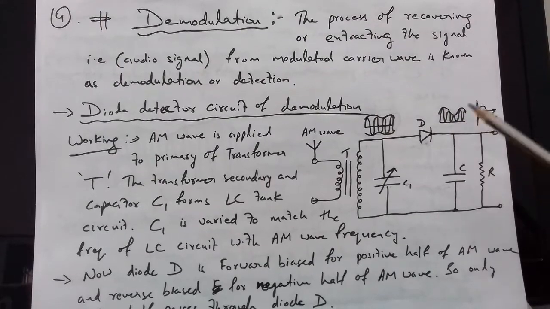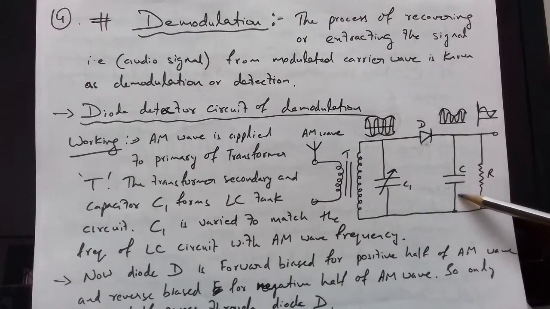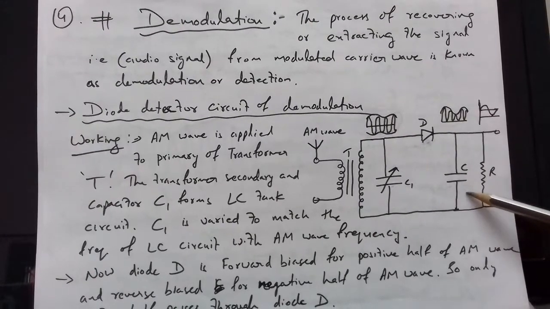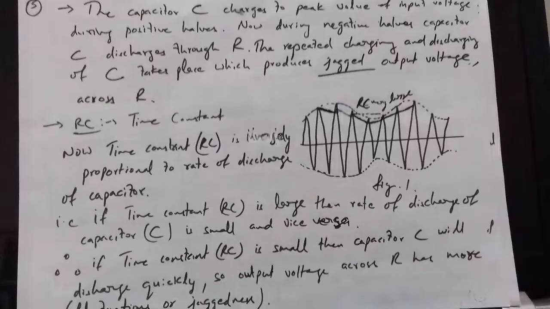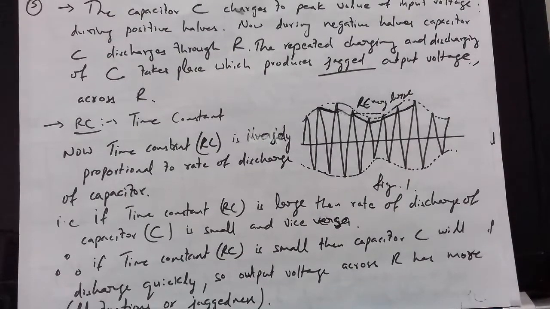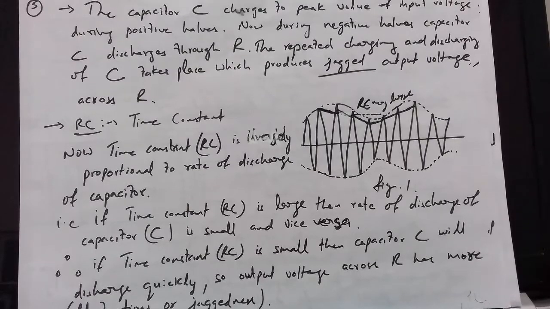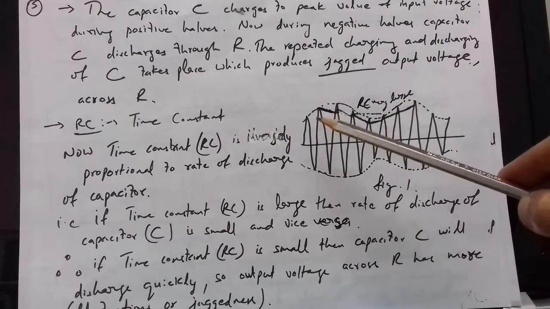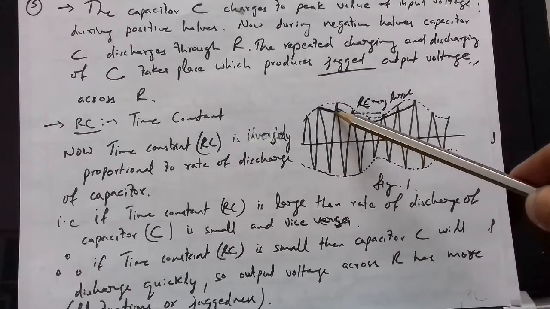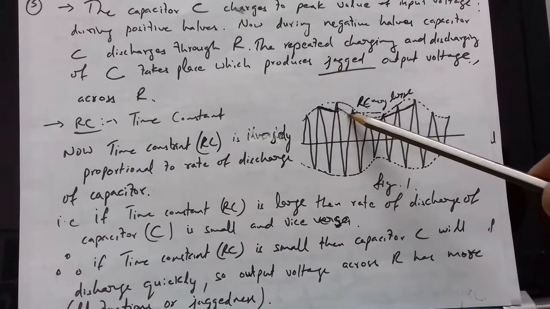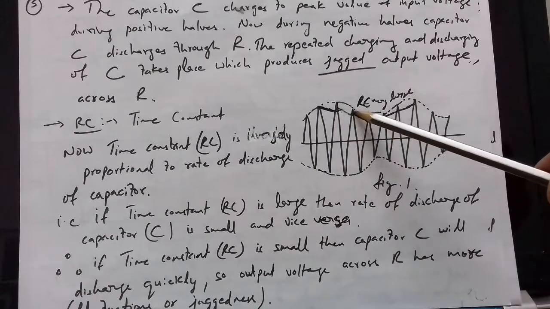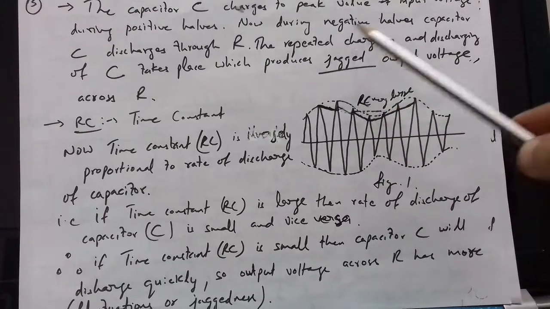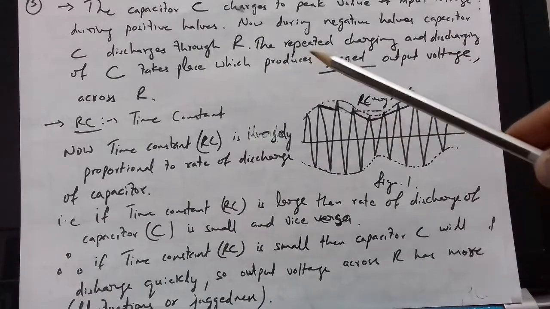Now here is the capacitor C. What is its role in this circuit? We will discuss. Here the capacitor C charges to the peak value of the input voltage, and the output of this demodulator circuit will be like this zigzag output. It is due to repeated charging and discharging of the capacitor C.